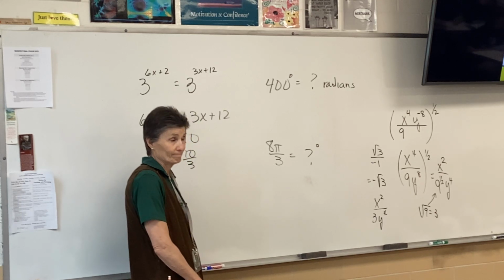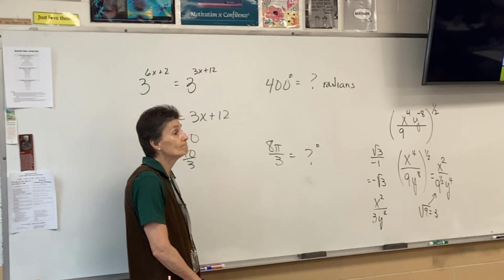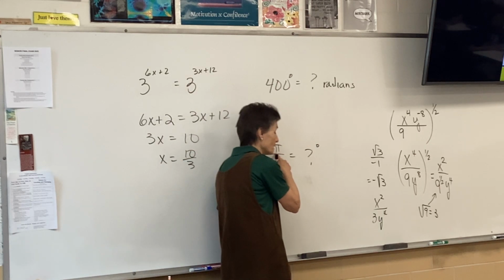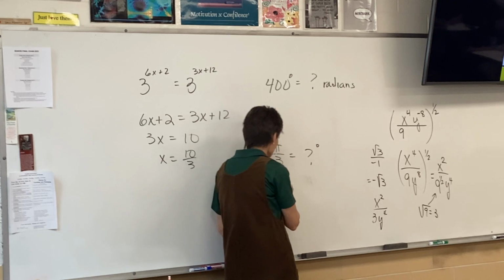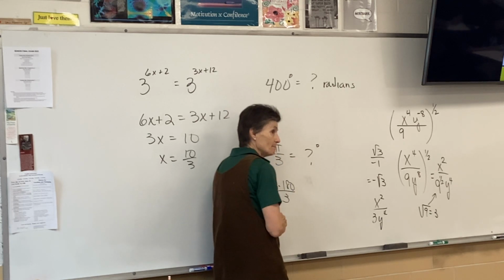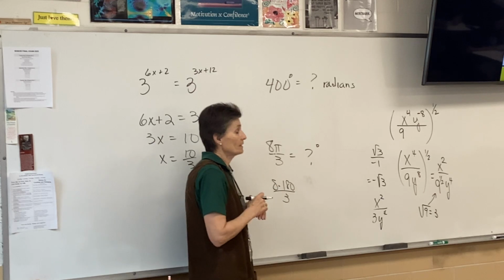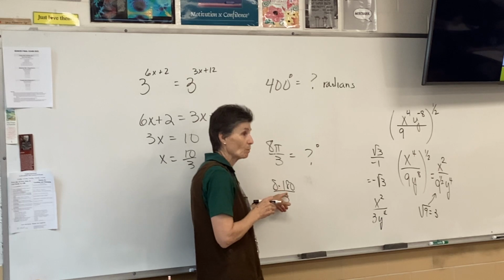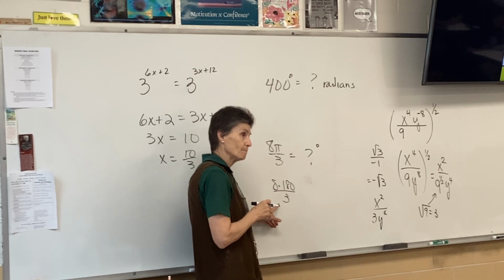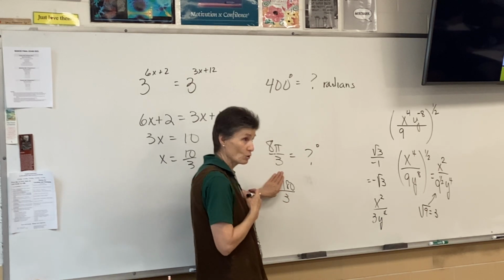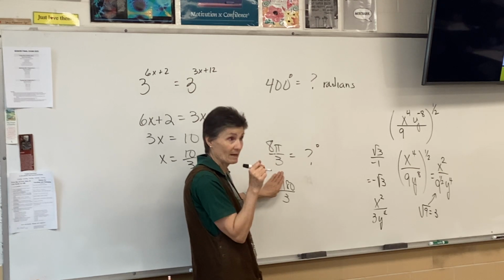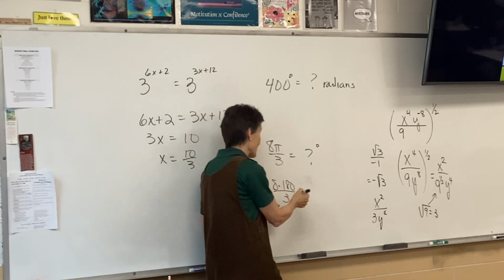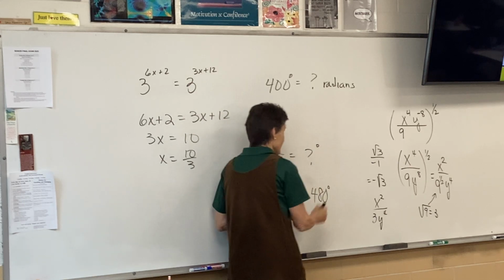April? Multiply the 8 by 180. So pi is 180. So basically what you have here is 8 times 180 divided by 3. Now, this is a no calculator problem. So April, you are absolutely fine multiplying 8 times 180 and then dividing by 3. Personally, I'm going to divide first because I know that 180 divided by 3 is 60. And then I have to take 60 times 8, which I know is 480 degrees.